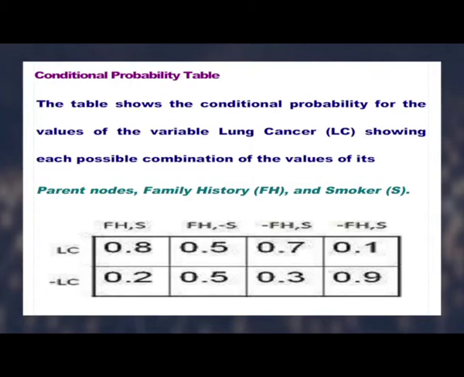Now we will see conditional probability table. The table shows the conditional probability for the values of the variable lung cancer denoted as LC, showing each possible combination of the values of its parent nodes, family history represented as FH and smoker represented as S.